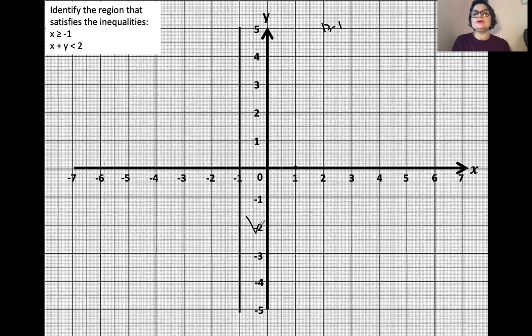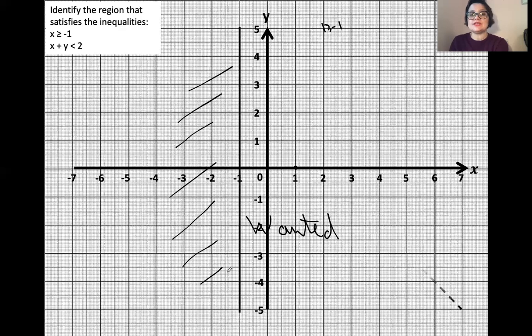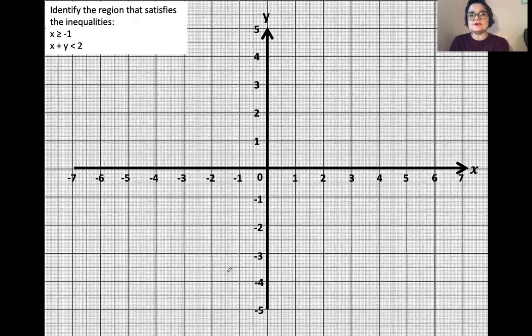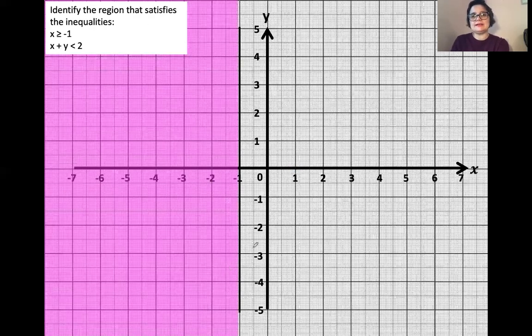So why don't we write "wanted" and shade the other area? Just like that, shade this area. This is the unwanted area, and this is what we need to shade. Right, so it is going to look like that. This is the wanted area. Let me write it again. Okay, now the next inequality, x plus y smaller than 2.